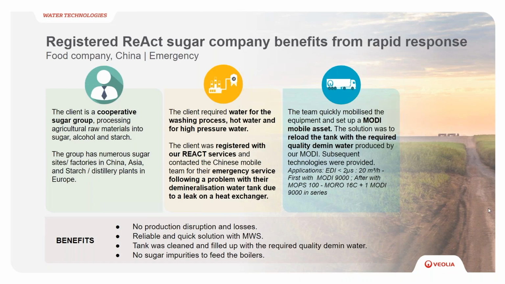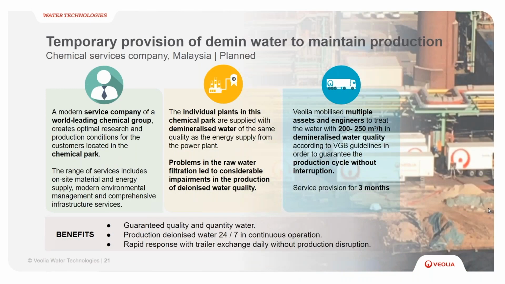The last case study for today is a chemical company based here next to me, in Malaysia. It's a service chemical company that helps customers located inside a chemical park. They do all kinds of material and energy supply and environmental management. It's a little bit like an EPC company for chemicals, HPI and CPI. The different individual plants in the chemical park were supplied with demineralized water, all of the same quality, in order to have an energy supply and to support the water going to a power plant.